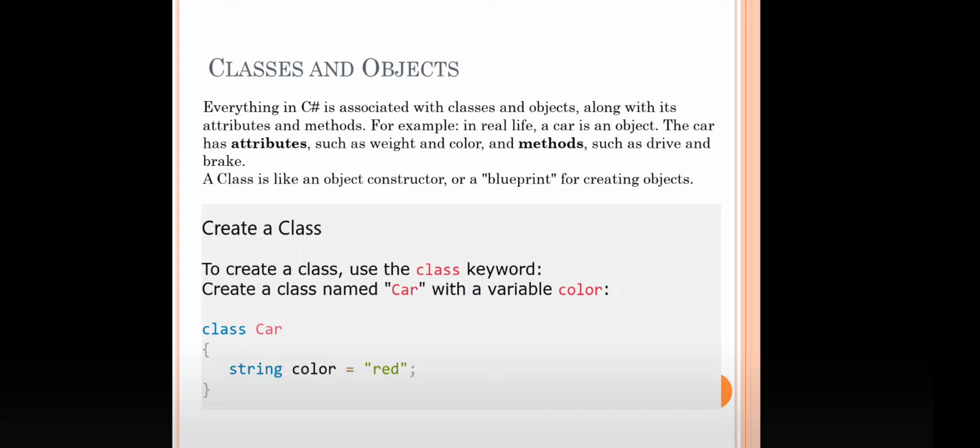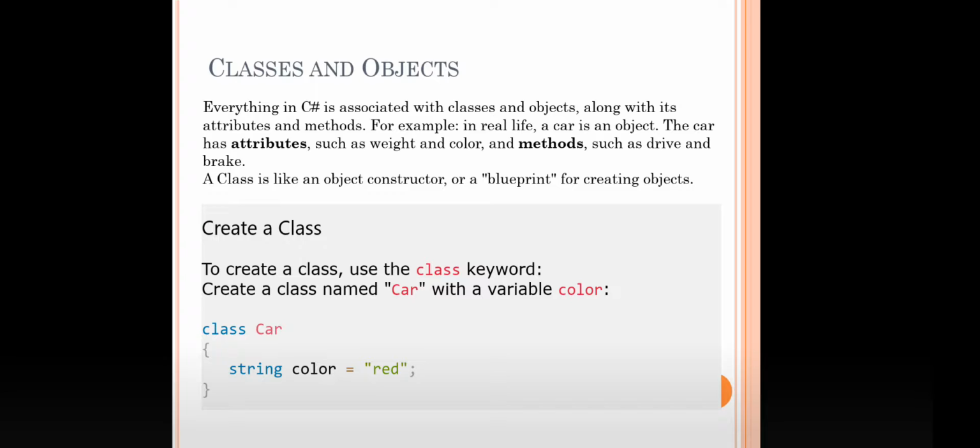Everything in C# is associated with classes and objects, along with their attributes and methods. For example, in real life, a car is an object. As I already told you, the car has attributes such as weight and color, and methods such as drive and brake. A class is like an object constructor or a blueprint for creating objects. Here I have a simple class.